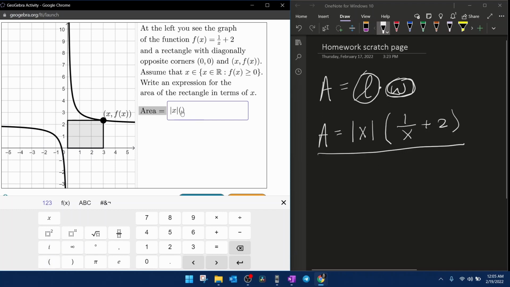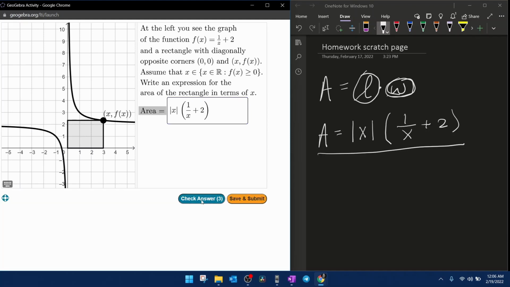And again, the reason we need parentheses is so that the length is multiplied by the entire width. That is 1 over x, move over, plus 2, and this should represent the expression for the area in terms of x. So let's close, check, and we're done.